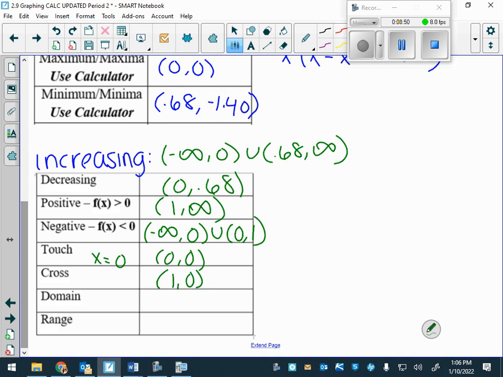Now, our domain, Caitlin, would be what? Good. And my range, Jack? Good. Awesome. Good job. All right. So, any questions on the one we just did?